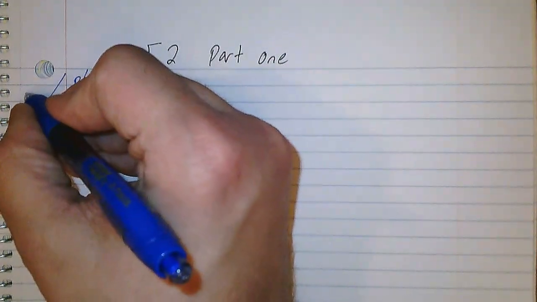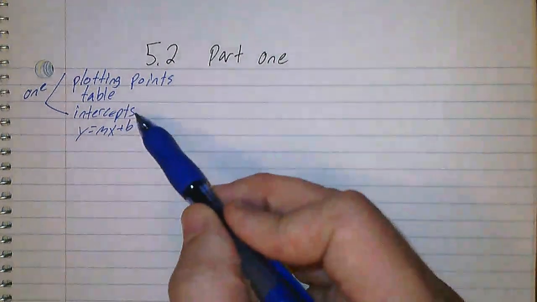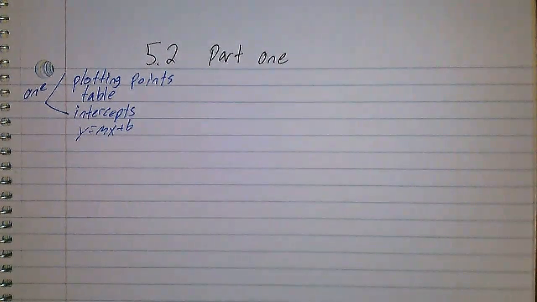But this will be part 1. We will go over the basics of a graph. We will go over creating tables and graphing using tables, and using intercepts, finding the intercepts, and graphing by the intercepts.